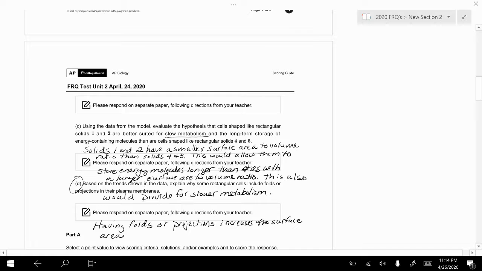All right, and so you have to think like, all right, that increases the surface area. And that's going to allow for a better exchange of materials. That's going to allow for the surface area to volume ratio, that's going to increase it without decreasing the cell size or changing the shape of the cell.